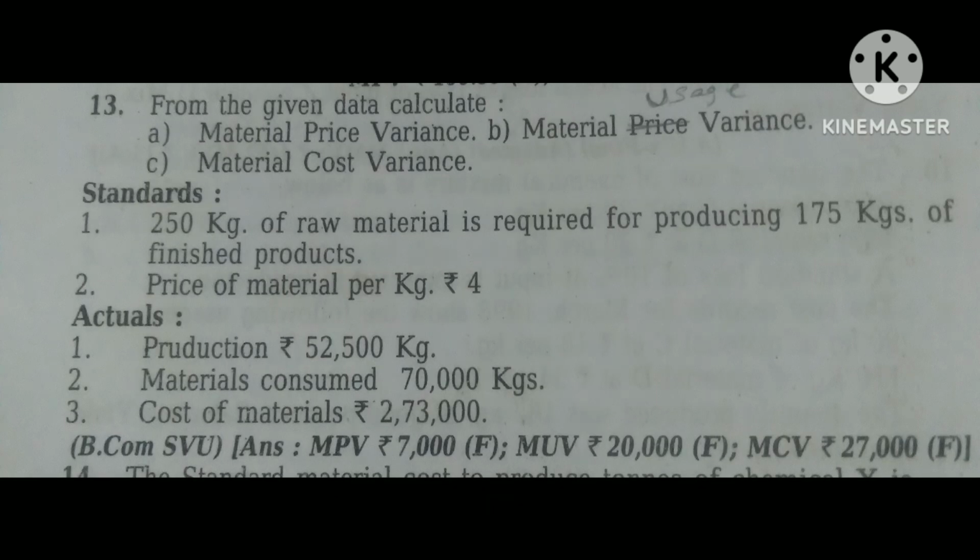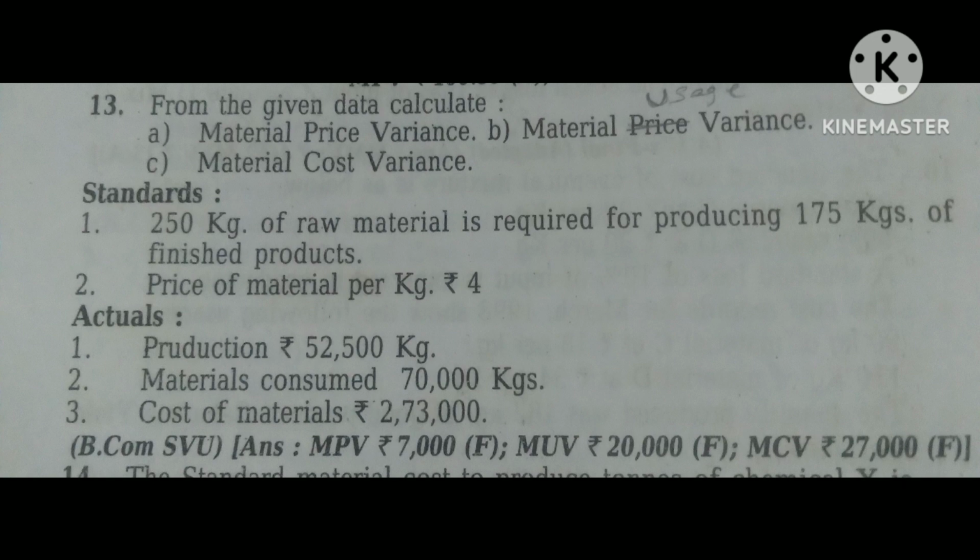So guys, now see the 13th problem. From the given data, calculate material price variance, material usage variance and material cost variance. In the question, he has given material price variance 2 times, but one is the material usage variance. It is a printing mistake.